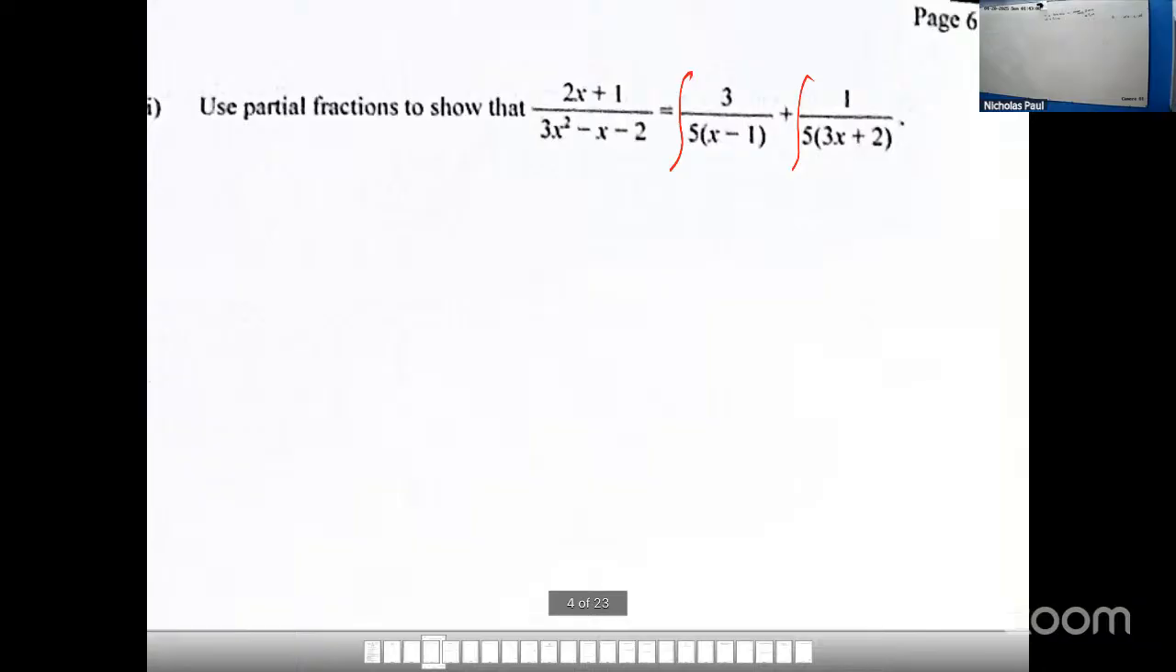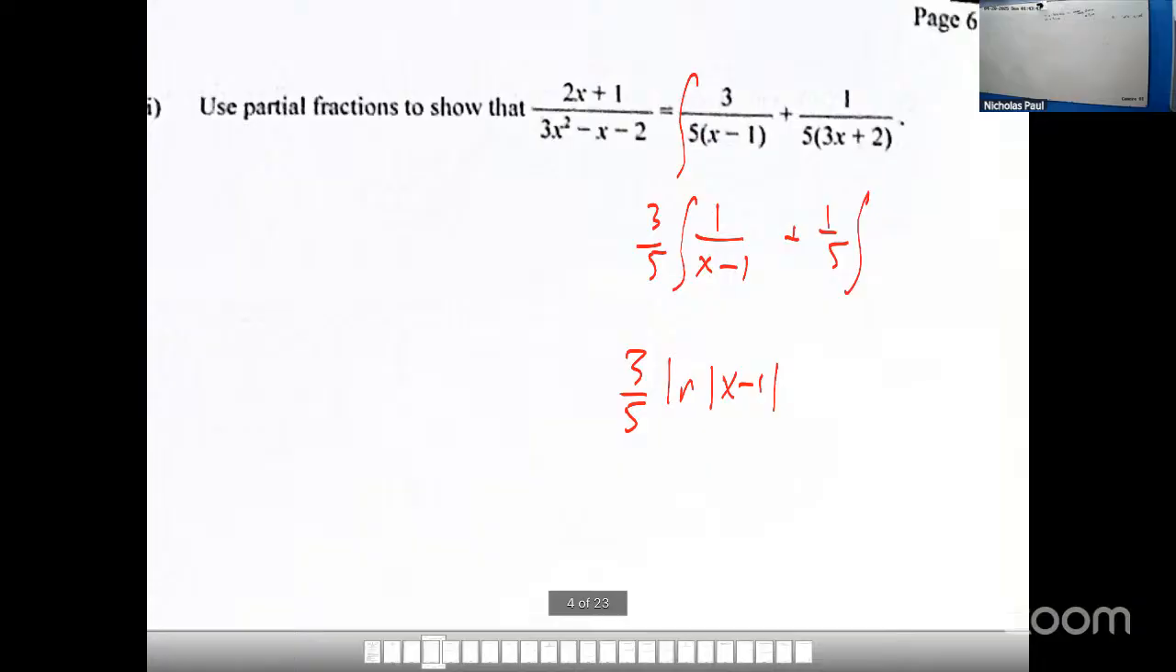Log. Why not normal integration? Because if I bring it up, you'll get 3/5 (x minus 1) to the minus 1. We can't use normal integration there, because if you add 1 to the power, you'll get 0. So we have to use ln. When I integrate here, I'll get 3/5 integral 1 over x minus 1, which gives me 3/5 ln(x minus 1). The next one will be 1/5 integral 1 over 3x plus 2, so that'll be 1/5 ln(3x plus 2), divided by 3.